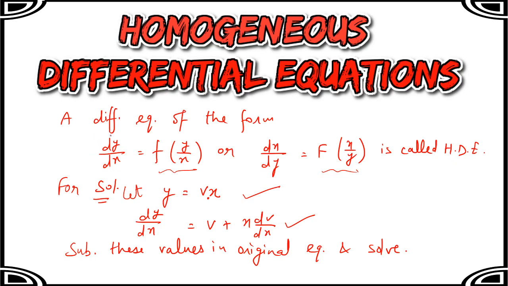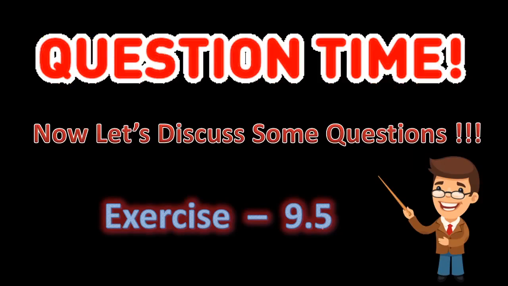Differential because we have the differential coefficient dy/dx, and homogeneous because we have a homogeneous function in that. Now for solving, we have to assume y = vx, then differentiate on both sides. dy/dx is equal to, by the product rule on the right side, v + x dv/dx. Then we input both the values in the original equation and solve it.